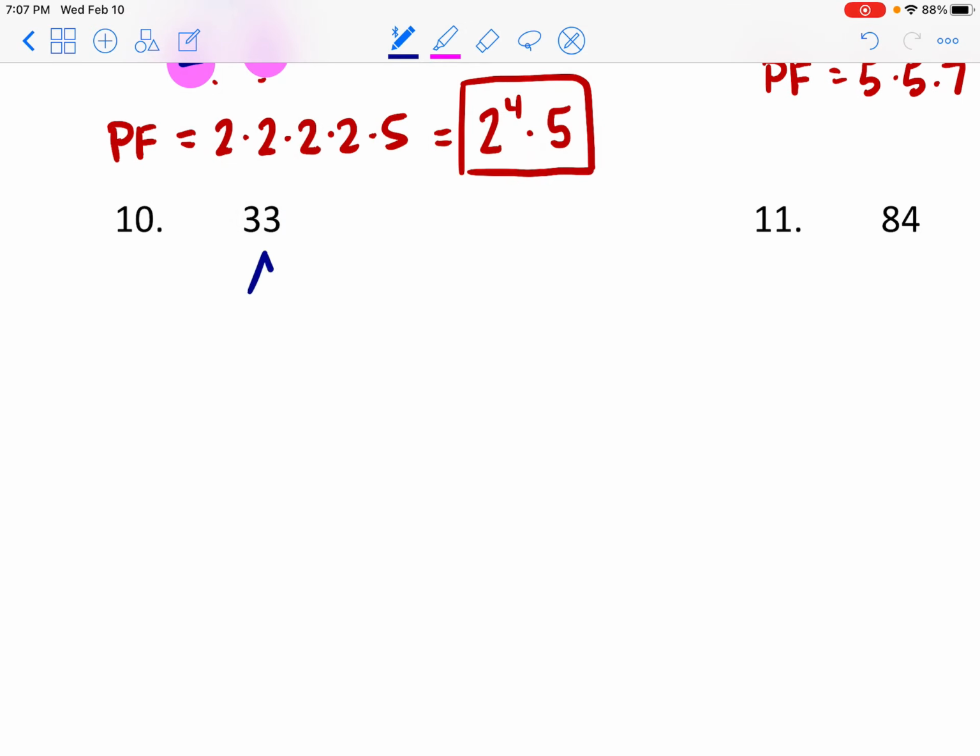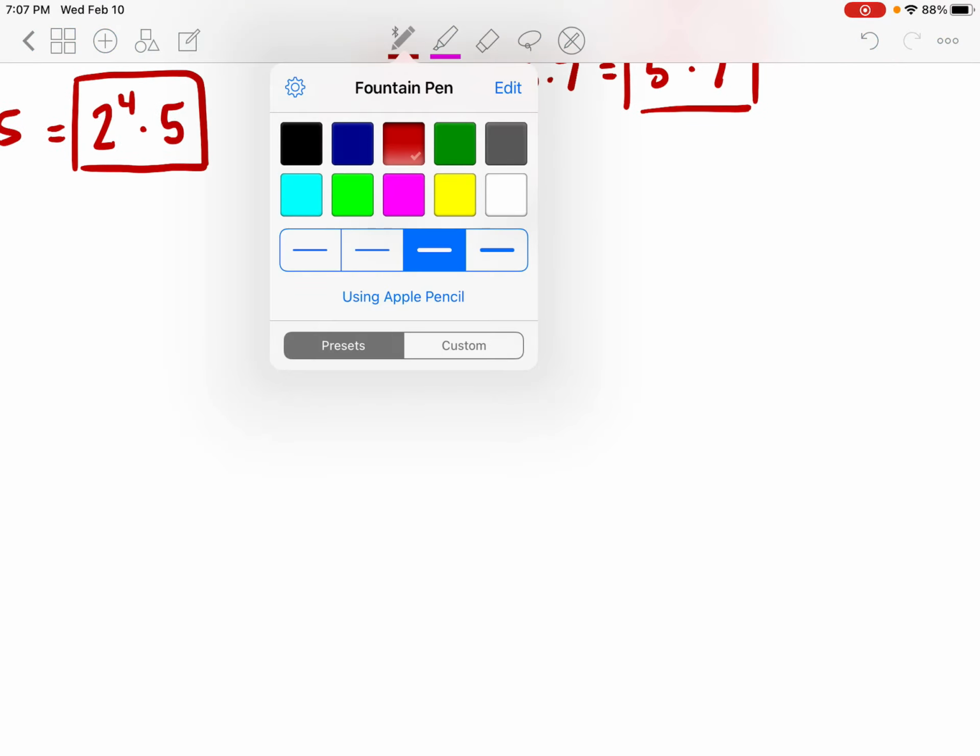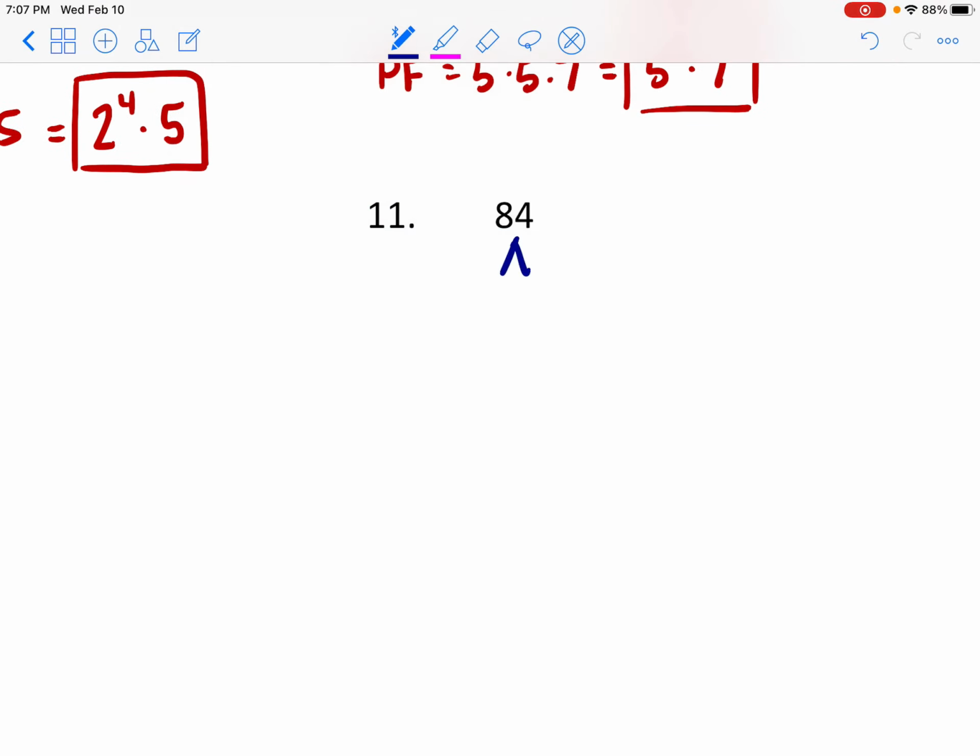Let's see, 33 is going to be 3 times 11, and that's it. Okay, 3 is prime, and so is 11. And so we're going to say our prime factorization here is just 3 times 11. Kind of nice when it's short like that, right? Or 84. Let's try this one, 84.